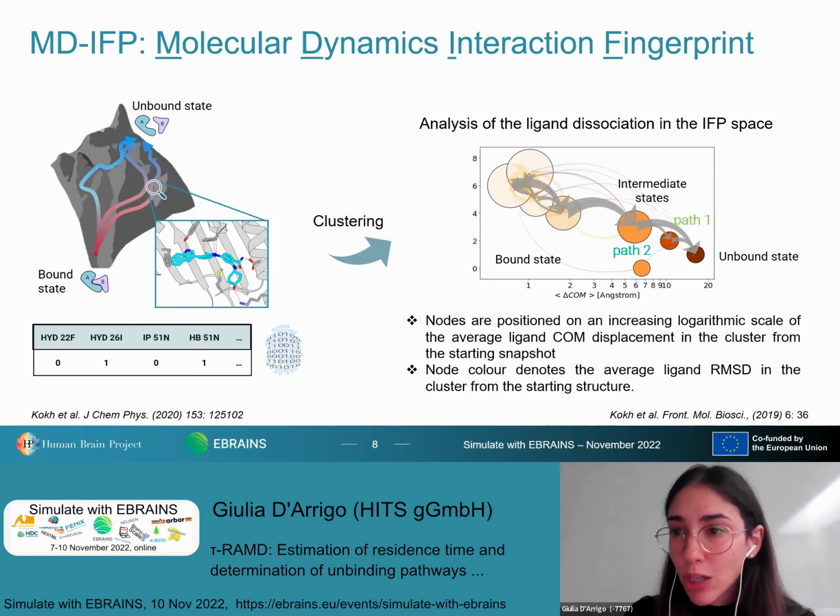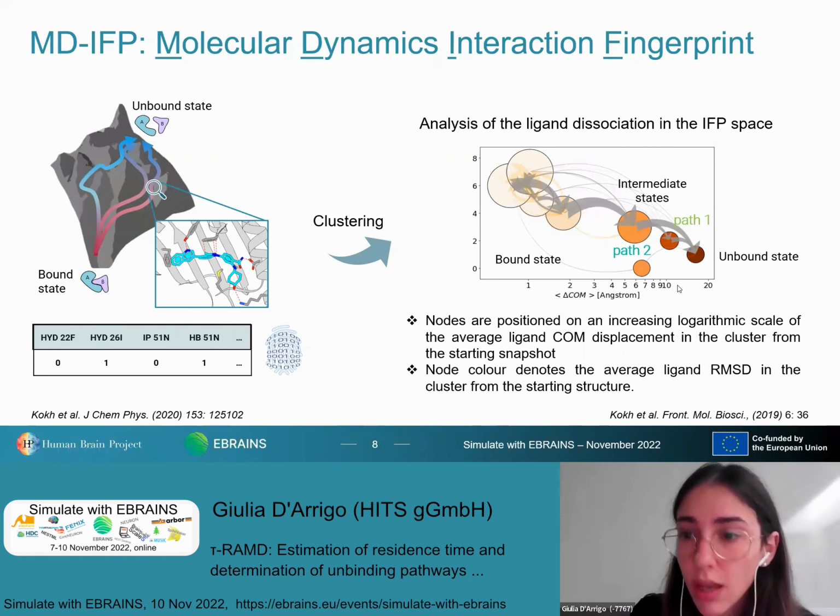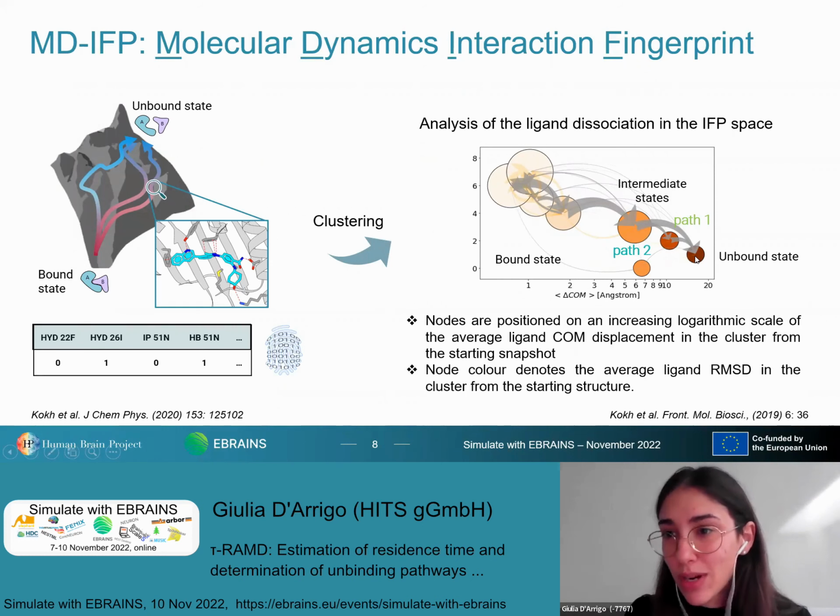So this is the standard output from clustering analysis. Here you have different nodes which correspond to the different clusters. The size of the cluster, of course, is proportional to the population of the cluster itself. And then you can see that clusters are colored differently. In this case, this means that the darker the color, the higher is the RMSD of the small molecule with respect to the initial structure. And of course, you might expect that in the unbound state here, you have the highest RMSD and therefore the darkest color.